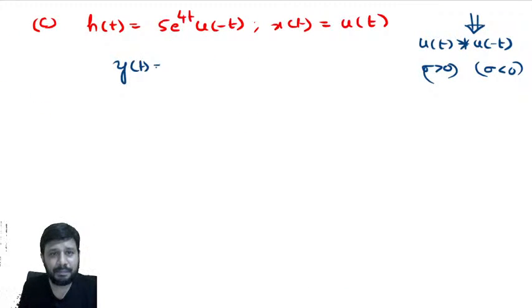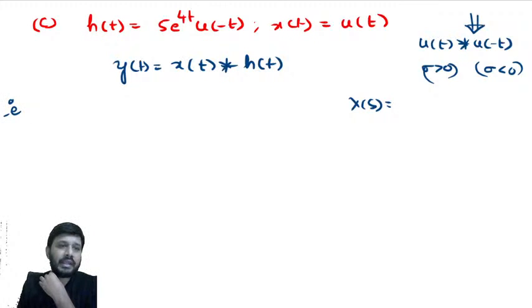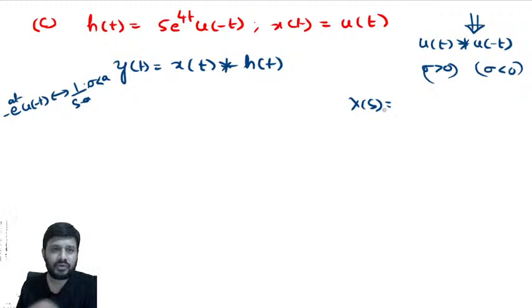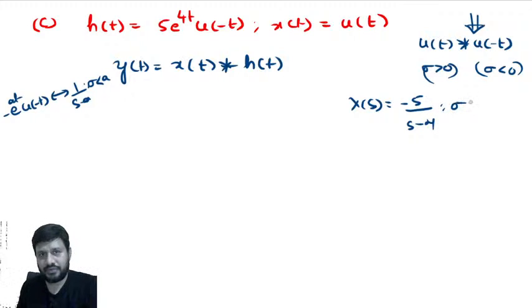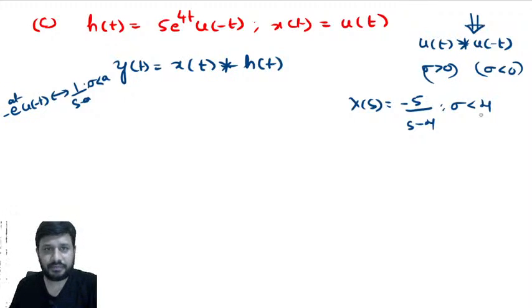We know that given input and impulse response, output is nothing but the convolution of input and impulse response. Here, what is h of t? 5 e power 4t u of minus t. What is the Laplace transform? We have seen that for minus e power at u of minus t, the Laplace transform is 1 by s minus a, ROC sigma less than a. So here, h of s is minus 5 by s minus 4, ROC sigma less than 4.